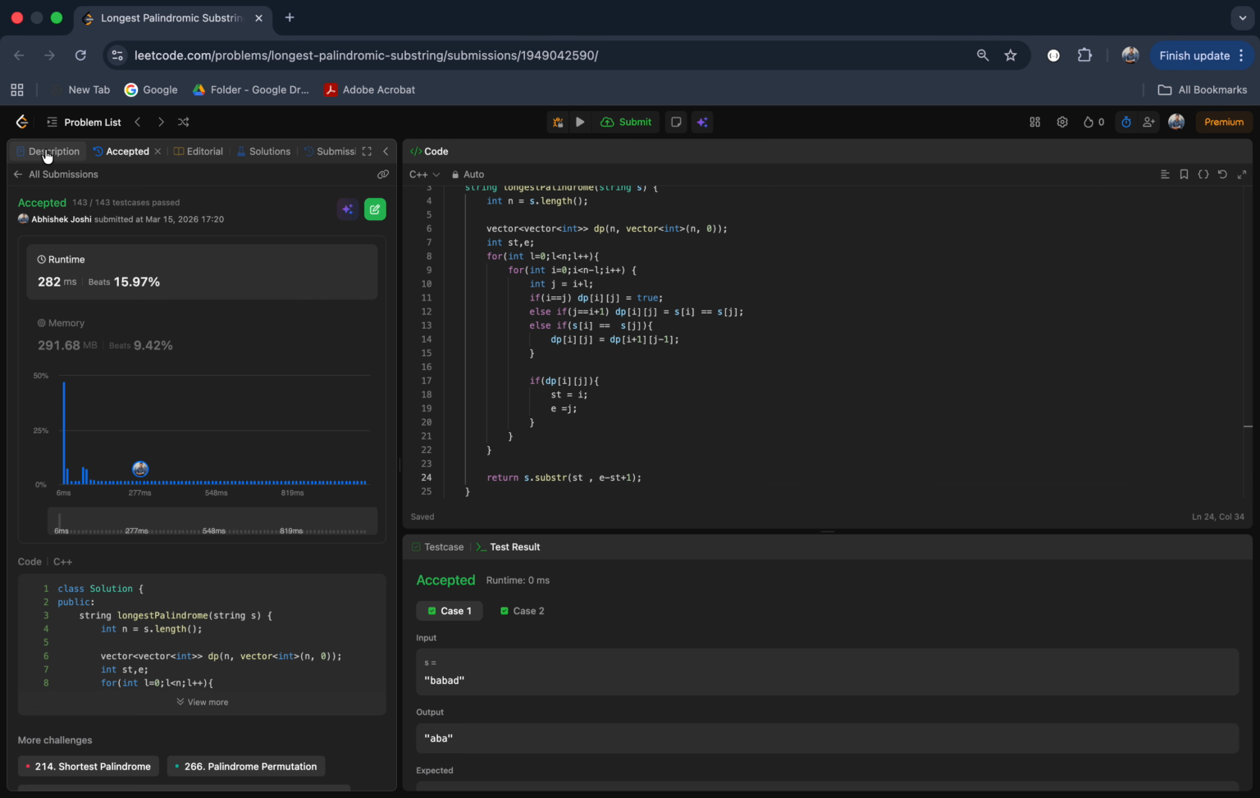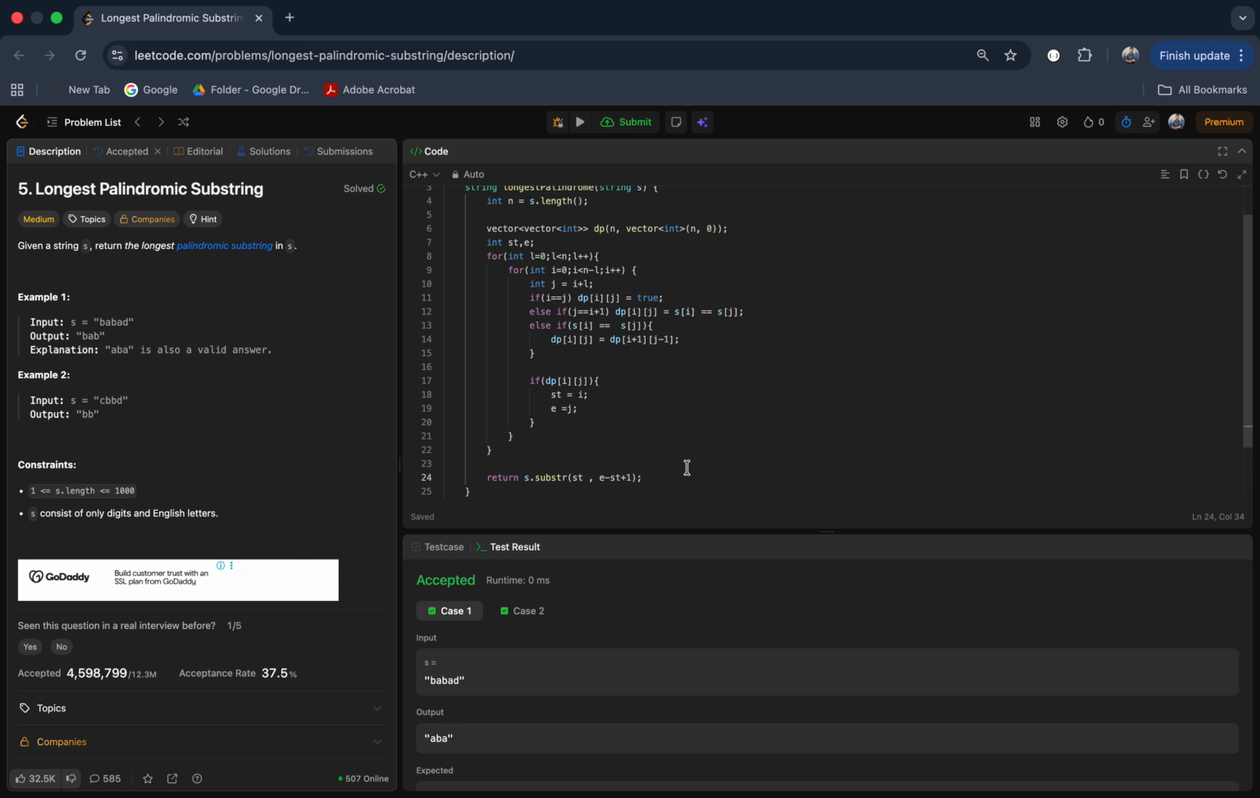And we have got our answer here, and the time complexity and space complexity both will be O(n square).